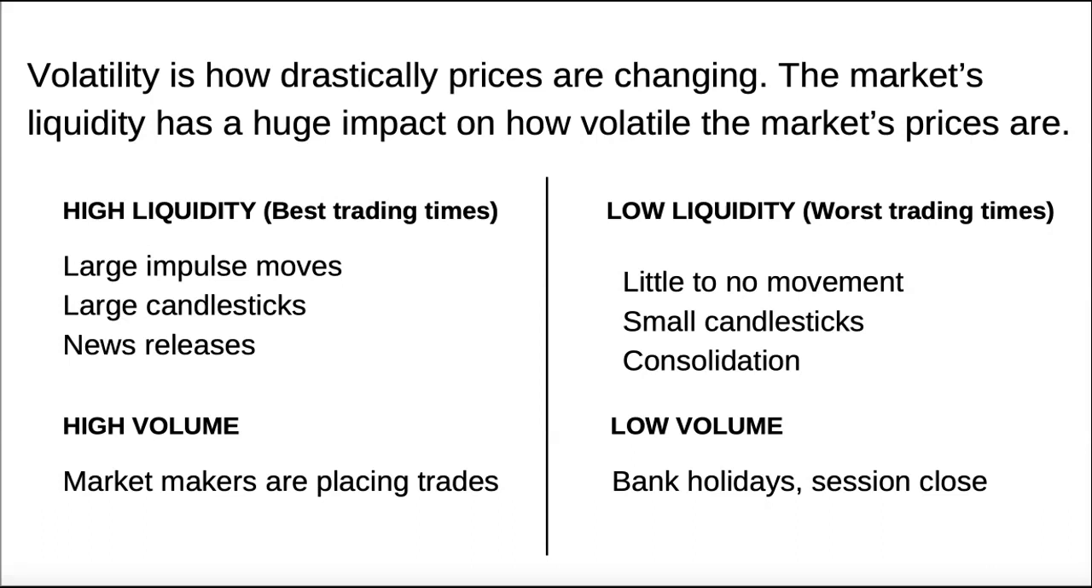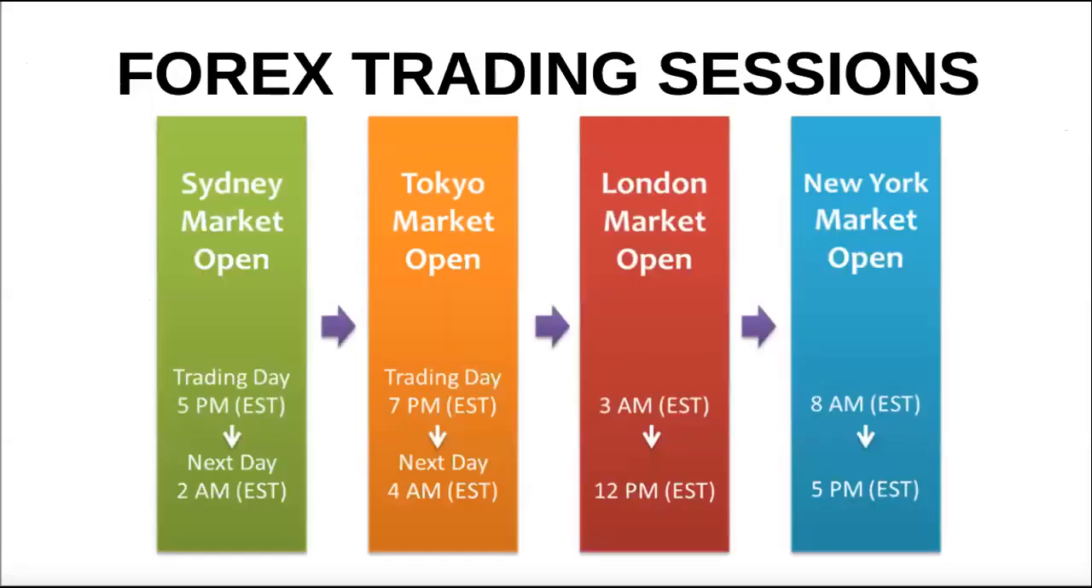So let's hop into the different trading sessions. There are 4 major trading sessions. You have the Sydney market, which is open from 5 p.m. Eastern to 2 a.m. Eastern. You have the Tokyo market, which is between 7 p.m. Eastern and 4 a.m. Eastern. You have the London session, which is 3 a.m. Eastern to 12 p.m. Eastern. And then you also have the New York session, which is 8 a.m. Eastern to 5 p.m. Eastern.